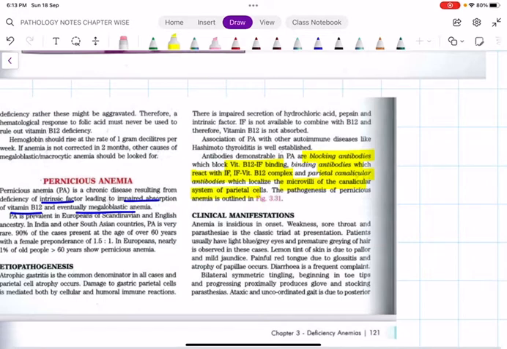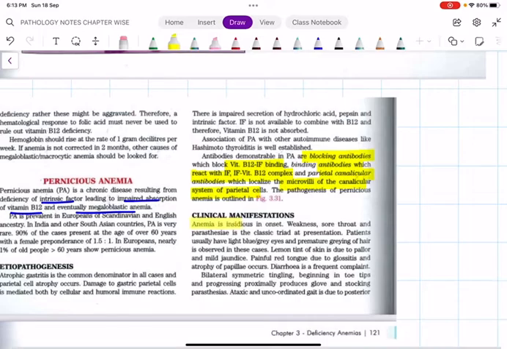So what are the three classes of antibody? Blocking antibody, which blocks the vitamin B12 intrinsic factor binding. Binding antibodies, which react with the intrinsic factor and the intrinsic factor vitamin B12 complex. And the parietal canalicular antibodies, which are directed against the canalicular system of the parietal cells.